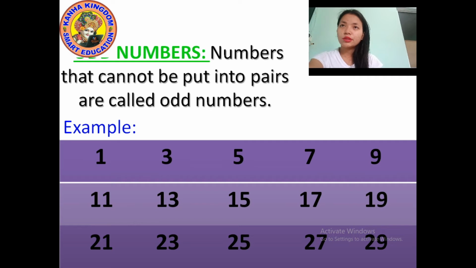Now we are going to learn about odd numbers. Numbers that cannot be put into pairs are called odd numbers, or the numbers that cannot be divided into two groups, or cannot form a perfect pair of two, are called odd numbers.